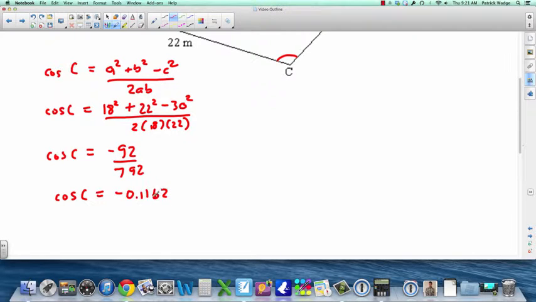Now, do you remember from what I said in the previous side of the worksheet? If the cosine value is a negative amount, what does that mean about the angle? It's going to be an angle between 90 and 180 degrees. It's going to be bigger than 90. It's going to be an obtuse angle. So in order to get C, since cosine C equals this, we have to do inverse cos, or arc cos, of negative 0.1162. And if you put that in your calculator, you'll get that C is 97 degrees. So we know now that this is 97 degrees.